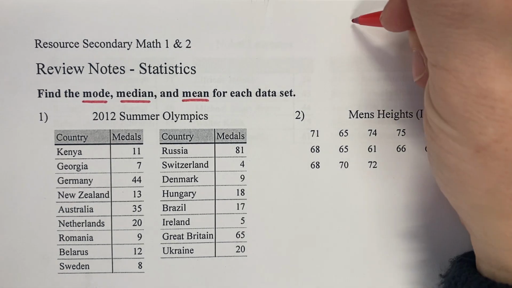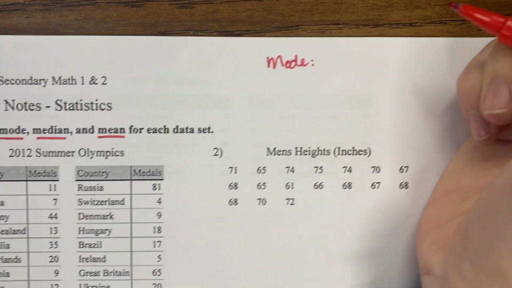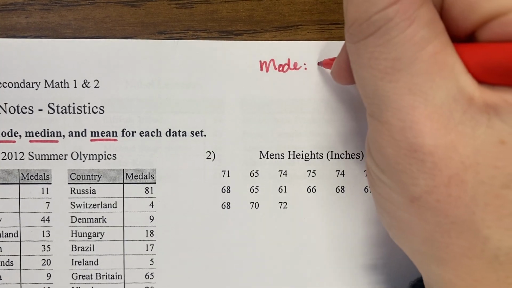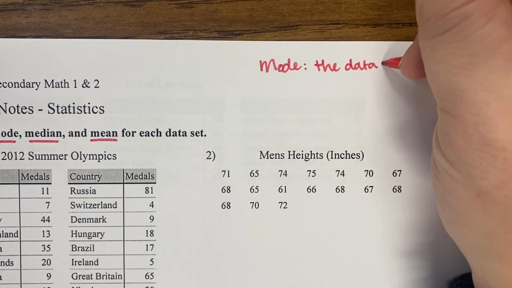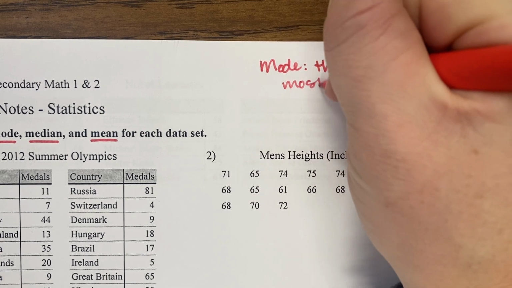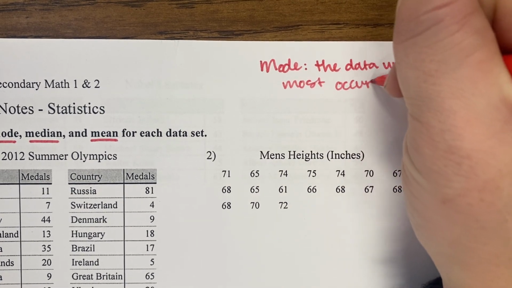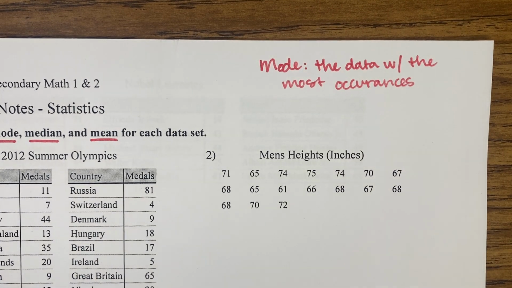Okay, so first is the mode. The mode is the data with the most occurrences. Okay, so basically the number or the piece of data that shows up the most.